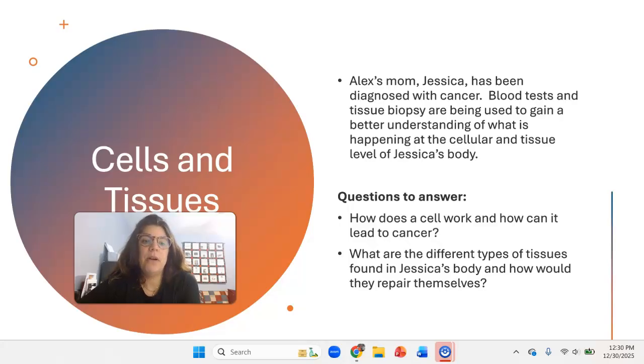Some things to think about as you are going through this particular unit: how does a cell work, and how can the function or dysfunction of it lead to the development of cancer? What are the different types of tissues that are going to be found in Alex's mom Jessica's body, and how do they repair themselves once they've become damaged or if something happens to them at the cellular level? So those are the things to think about.